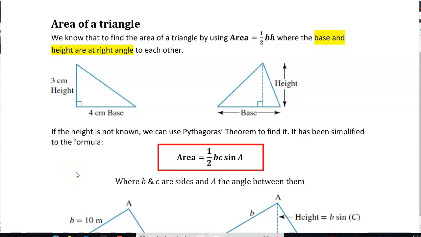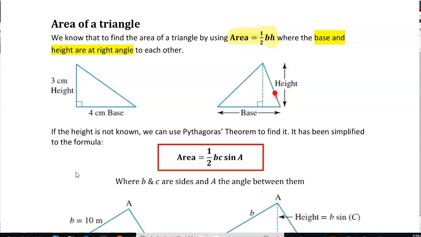So let's talk about how to find the area of a triangle. Now, we've been finding areas of triangles for many years now using our good old area equals half base times height. This is where the base and the height are at right angles to each other. So with a right angled triangle, they're at right angles to each other, the base and the height.